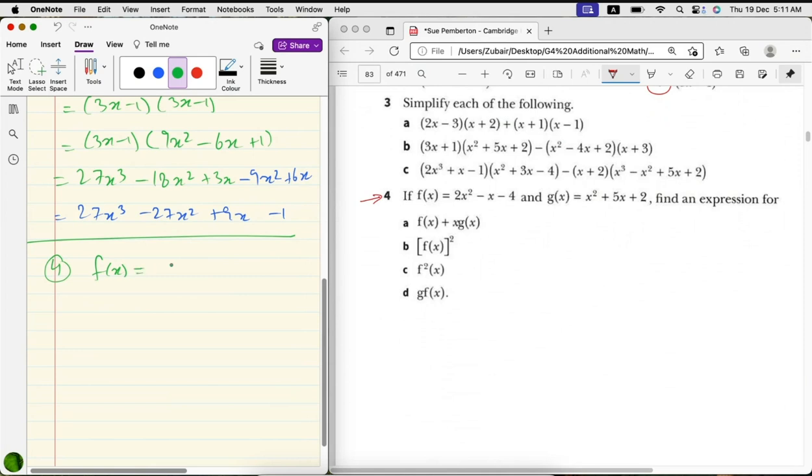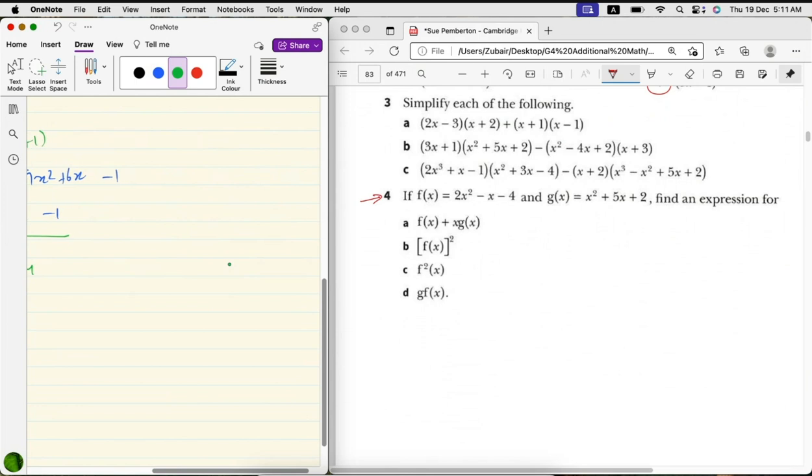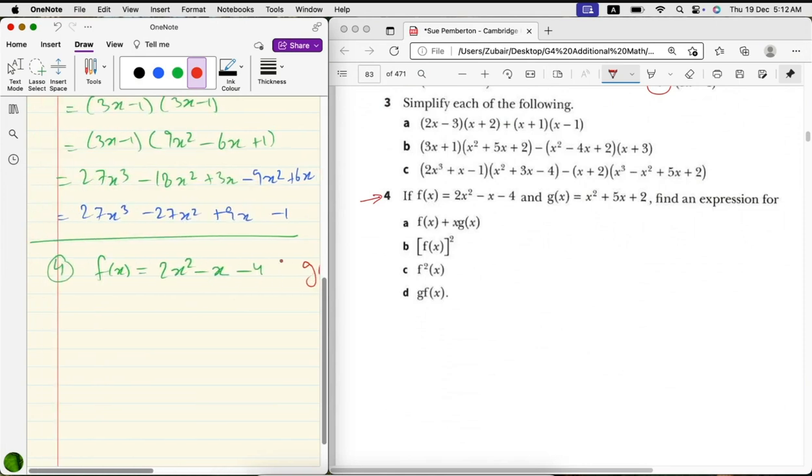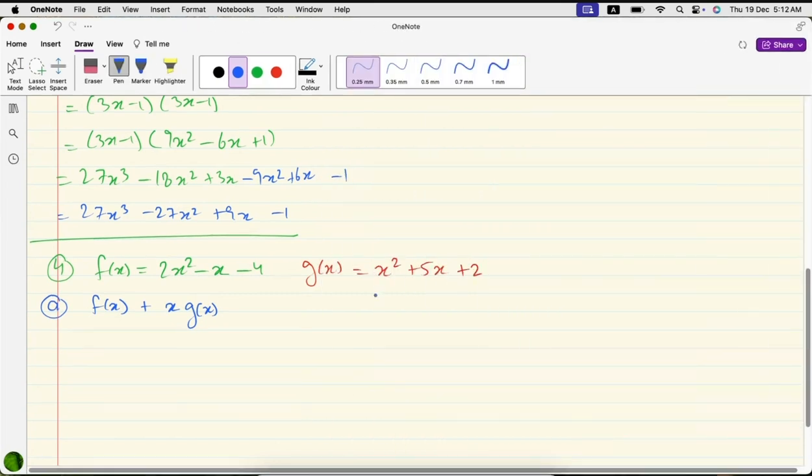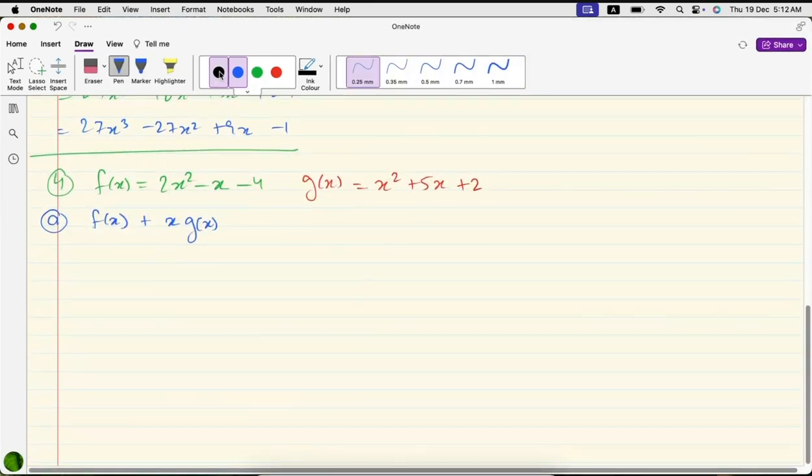f of x is given as 2x squared minus x minus 4, and g of x is given as x squared plus 5x plus 2. And we need to find all of these. Let's copy them one by one: f of x plus g of x. Let's do this together. Let me know when you've copied f of x and g of x. Okay.